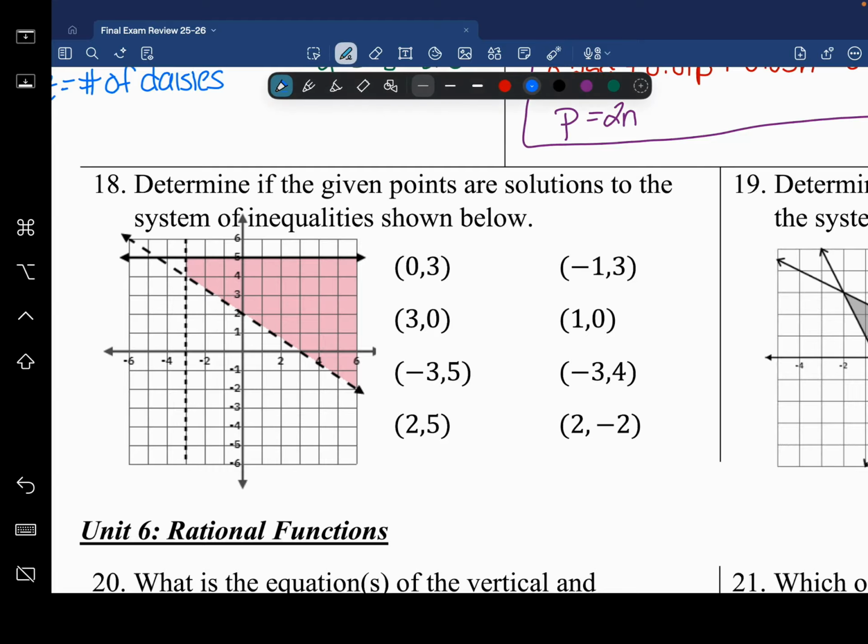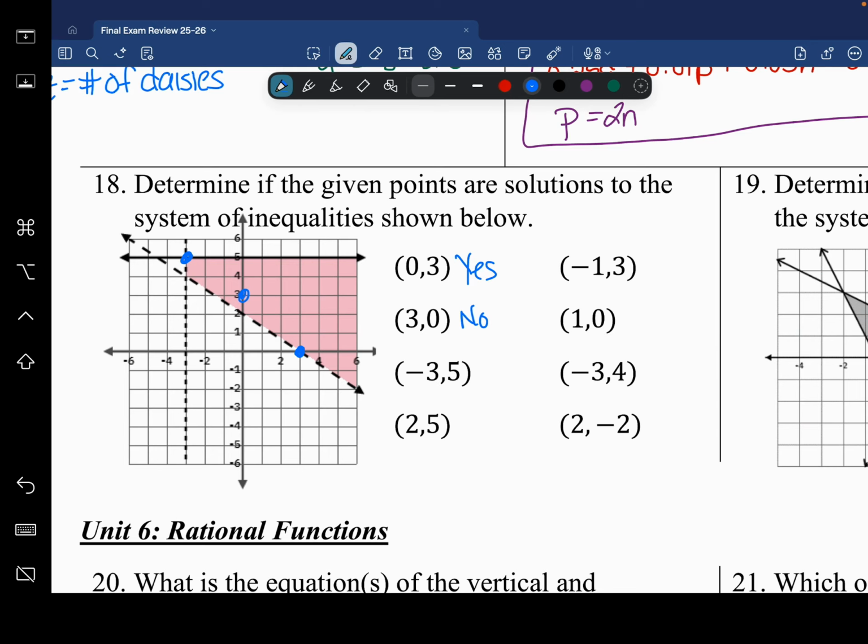So let's try the first one, (0, 3). So 0 means right nothing and then up 3. So this would be my point. Clearly falls in the shaded area, so yes. The next one would be (3, 0), so we're going right 3 and up nothing. It does fall on the boundary of the shade, but because it falls on a dashed line, it's an automatic not a solution.